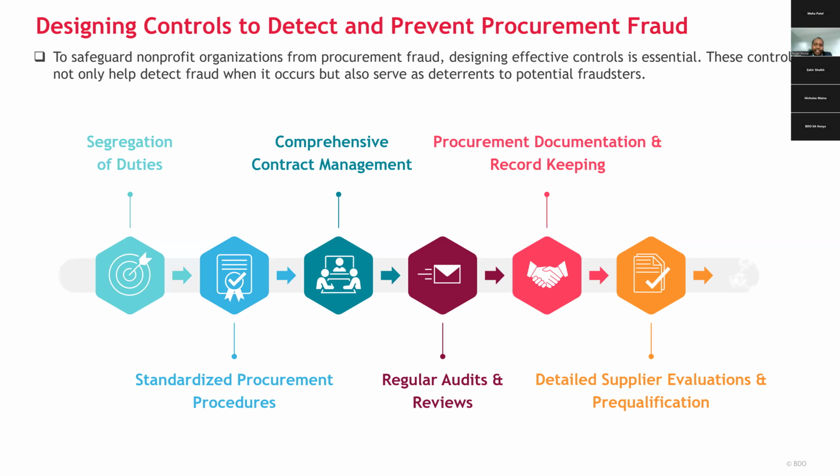And the last one is detailed supplier evaluations and pre-qualification. This is ensuring that your suppliers are thoroughly vetted before they enter the procurement process. And this will obviously reduce the risk of collusion and fraud. How can you do this? One, you can have a very clear supplier pre-qualification process.